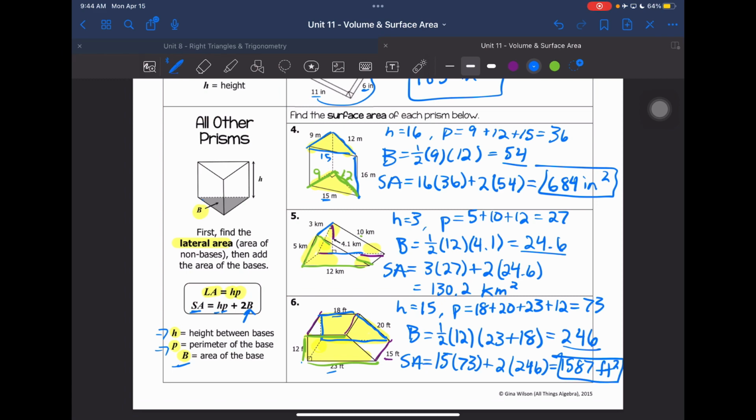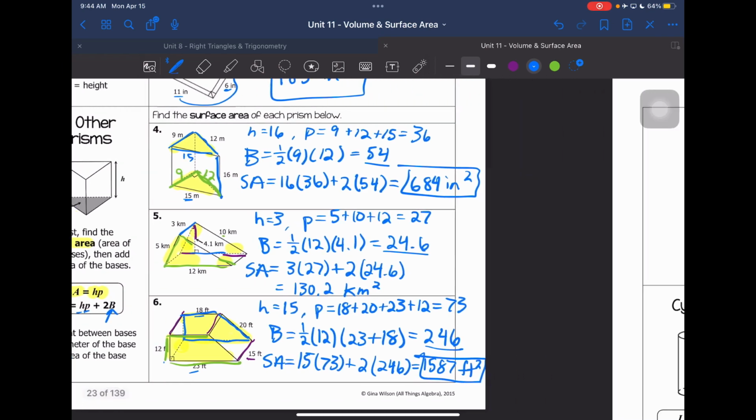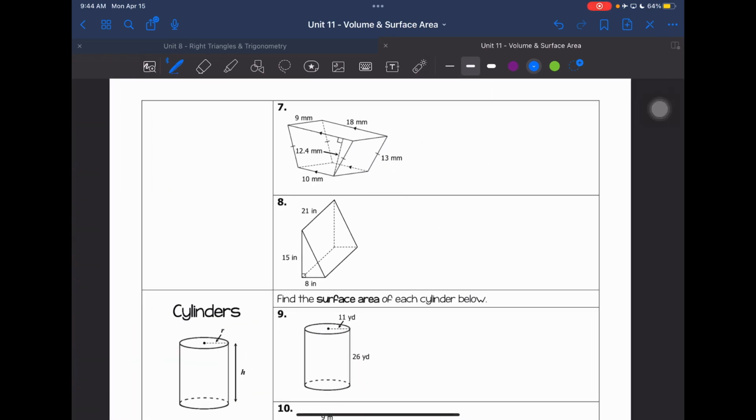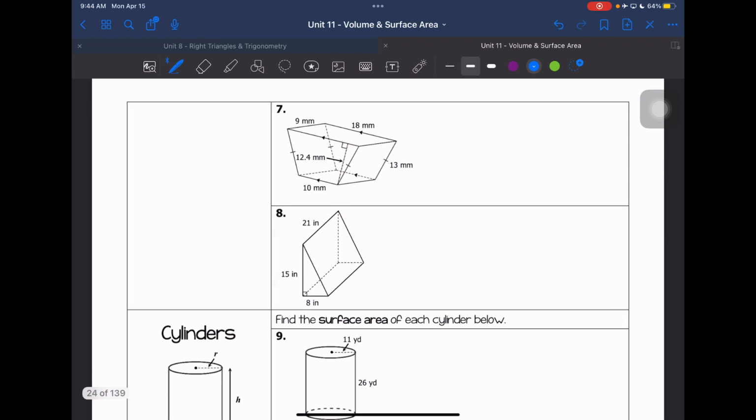Okay, so there's a few more examples of all other prisms. Basically a prism that's not a rectangle as a base. Okay, so let's look at those. Number 7 is another trapezoidal prism. This is one of the trapezoids, and then we have another trapezoid in the front. So we're going to try to think of it similar to what we did in the last problem. This could be our height of the prism, because that's the line that connects the two trapezoids.